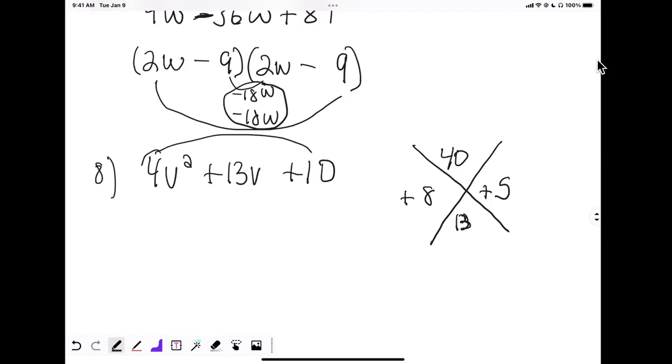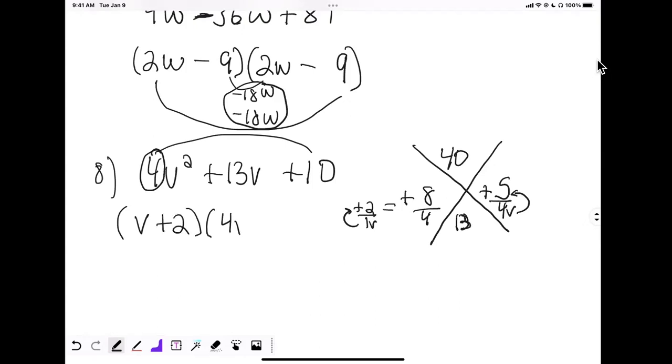Now we have to divide by the leading coefficient, which is 4. Also means we have to simplify if we can. 5 over 4, I can't simplify, but this becomes positive 2 over 1. Why do I need the 1? Because I'm going to add that v. Now v goes on the bottom, in the denominator, and then we're going to go backwards and backwards. And when I factor this, I'm going to get v plus 2 and 4v plus 5.